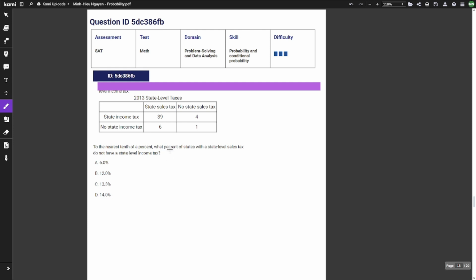Okay. So percent of states with the state-level sales tax. Okay. So we want state-level sales tax. This one has no, so I think I'm going to cross that out. Then they want do not have a state-level income tax. Okay, so we want this. So I don't care about that. Alright, so our top number is going to be 6, and that's going to be over what they want, with the state-level sales tax. So it's just going to be these two numbers. We don't care about this one. So 6 plus 39 is 45. And 6 over 45 is, give me a second.